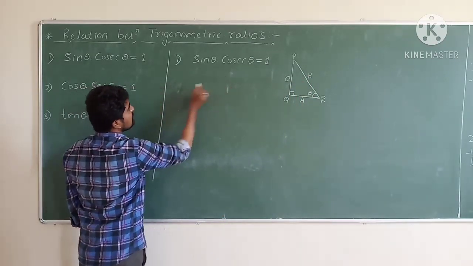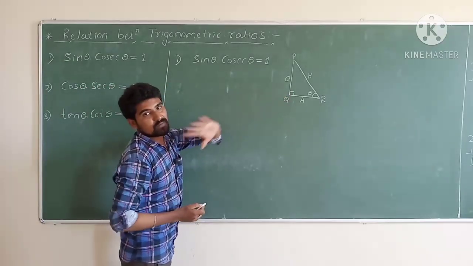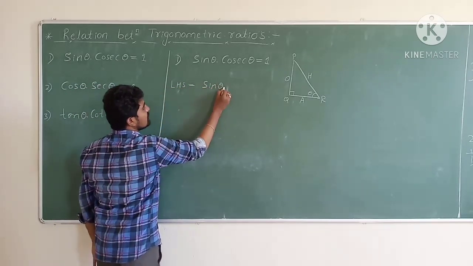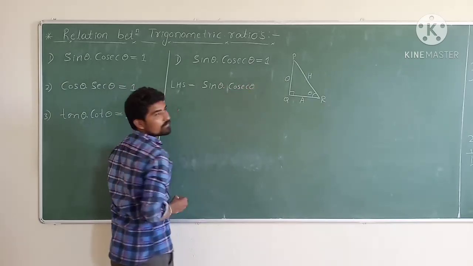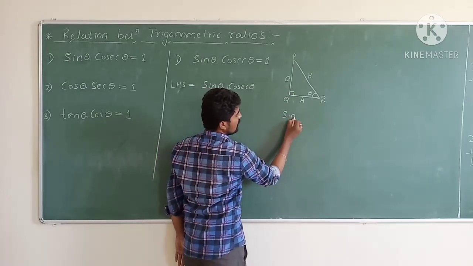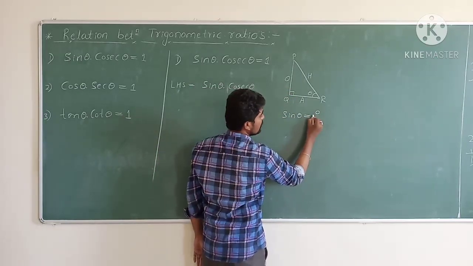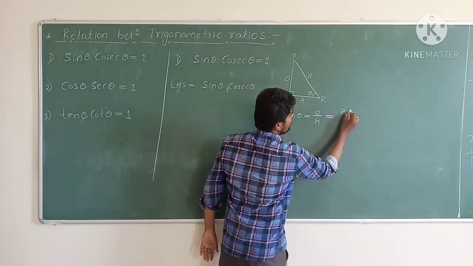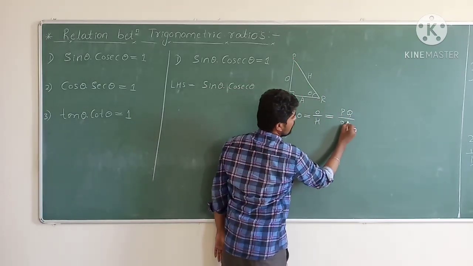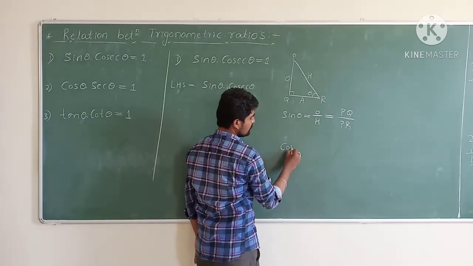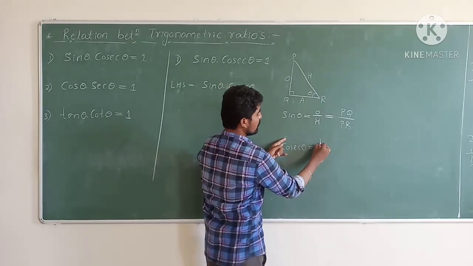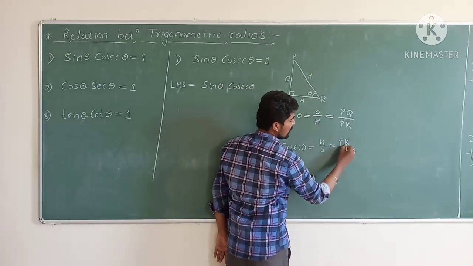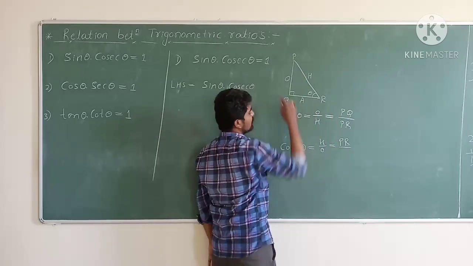First, let us consider the LHS. We have to prove LHS equals RHS. The value of LHS is sin theta into cosecant theta. From this triangle, sin theta is, by definition, opposite divided by hypotenuse. The opposite side is PQ, so PQ divided by the hypotenuse PR. Cosecant theta is hypotenuse divided by opposite side, which is PR divided by PQ.